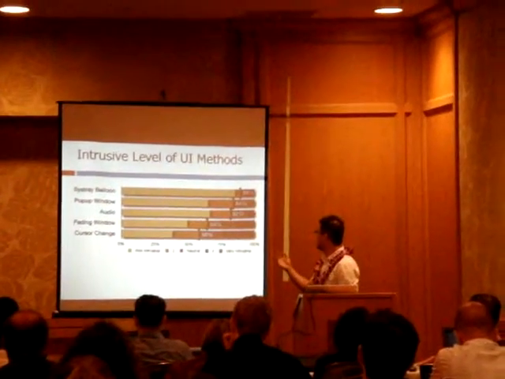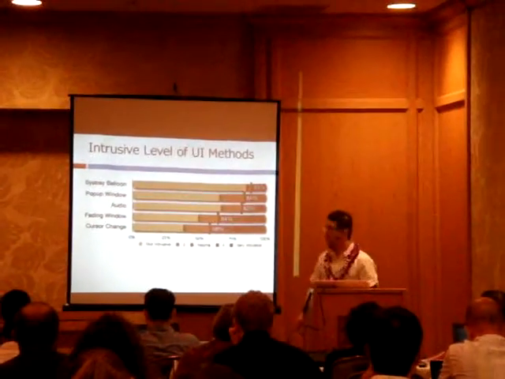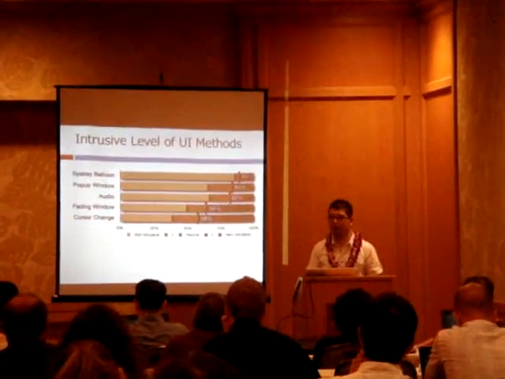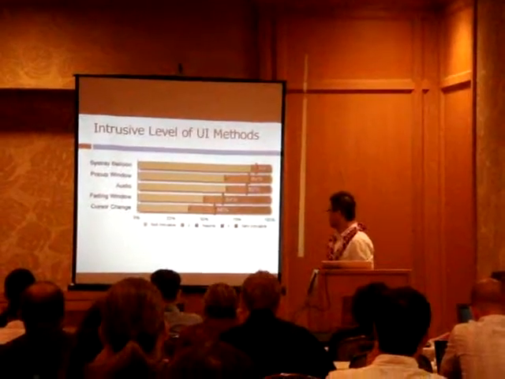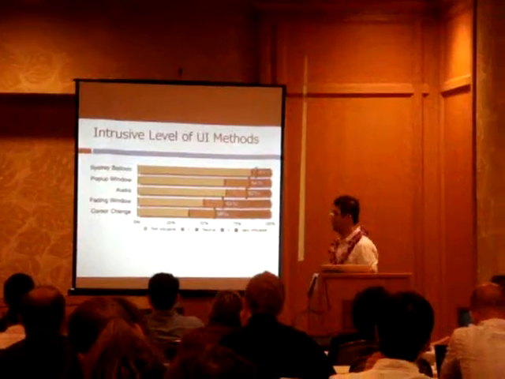So next we have the intrusiveness of each of our UI methods. Our sys-tray balloon was the least intrusive. Users rated it as not intrusive 89% of the time, while the fading window and cursor change were noted as the most intrusive.